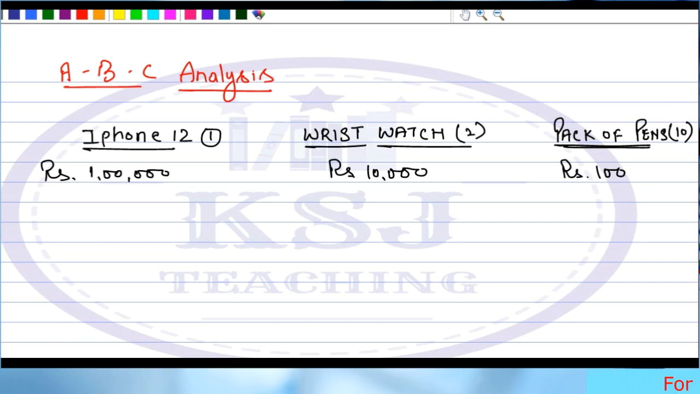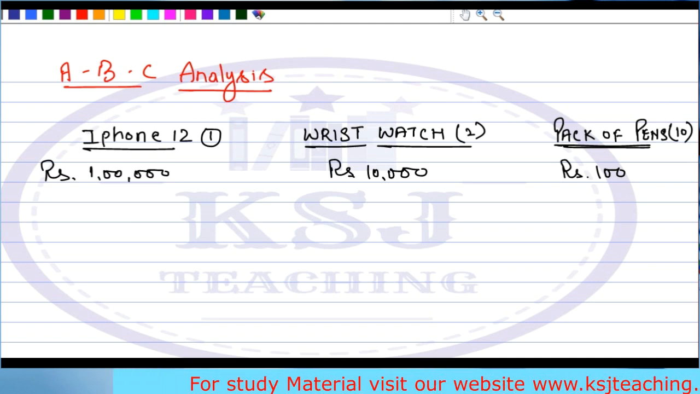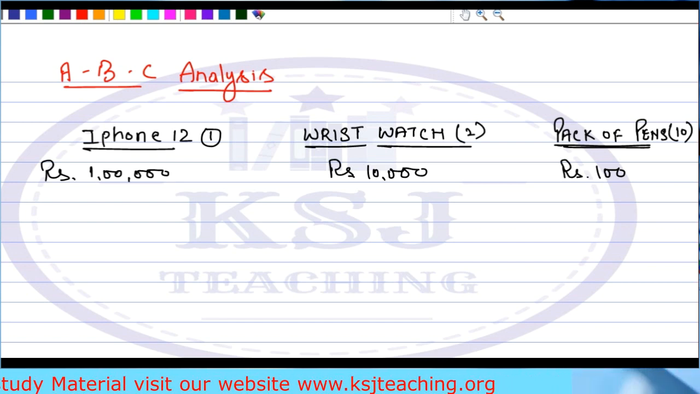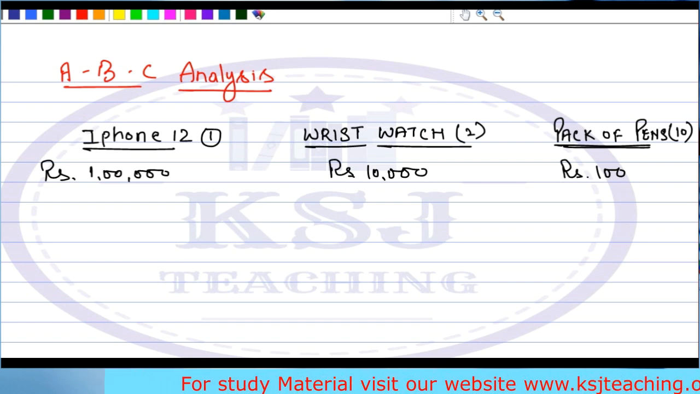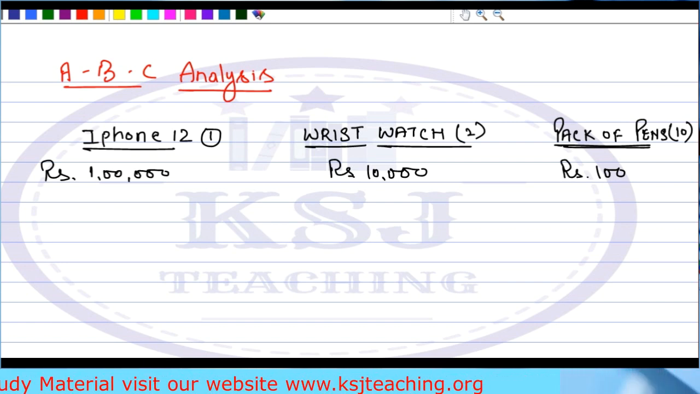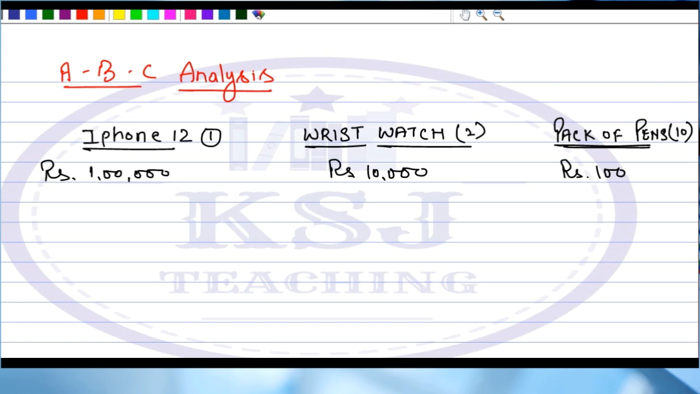So you have three items. One is iPhone 12, second is wristwatch, and third is a pack of pens. Now say all these three items you throw on the floor. Obviously, sir, you will not throw it on the floor. These items accidentally fell on the floor. Now just tell me one thing, sir. Which item will you pick up first and check?